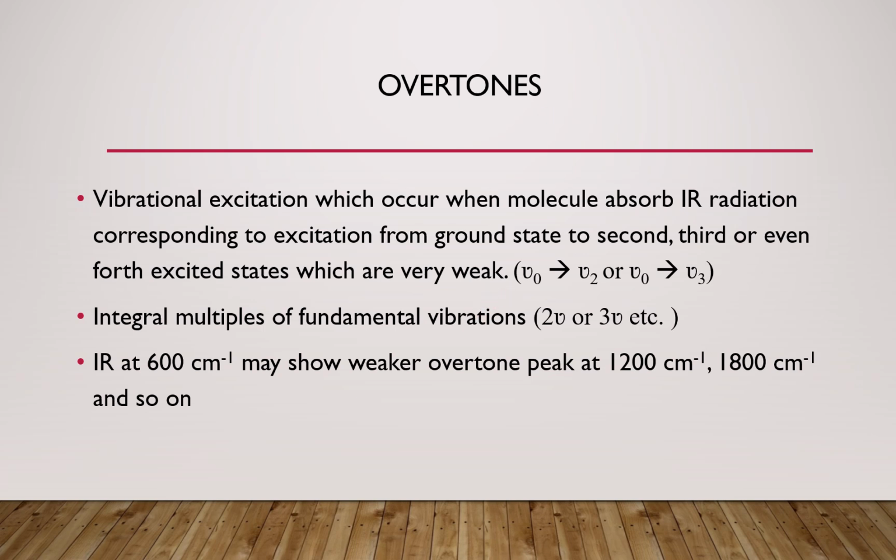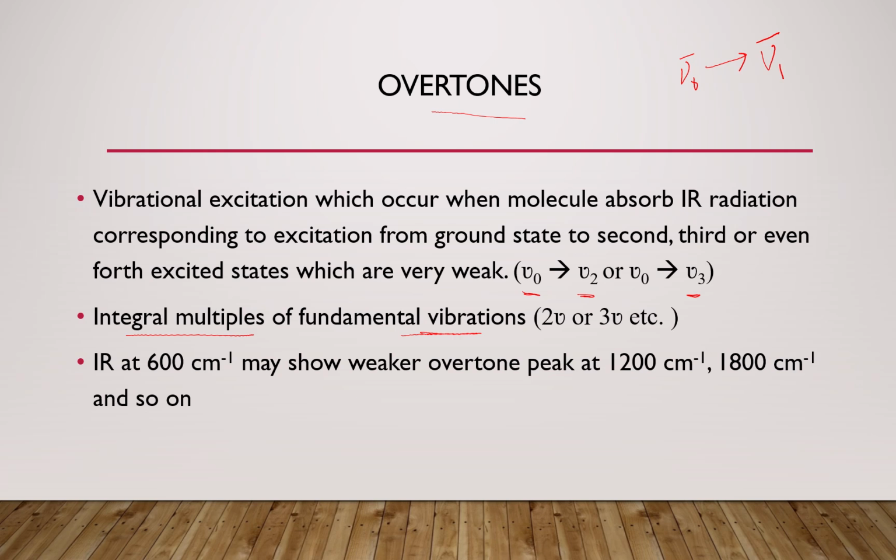As I told you, fundamental vibrations are from a lower vibrational energy level to a higher one, that is mu naught to mu 1. But if it goes from the ground state to the second or third or even fourth excited state, then they are called overtones. Generally overtones are integral multiples of fundamental vibrations. So whatever fundamental vibration you have, the overtone will be 2 mu or 3 mu or 4 mu and so on, depending upon which excited state it is going to.